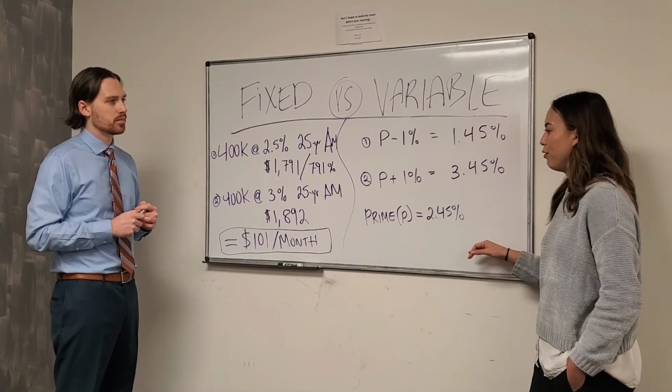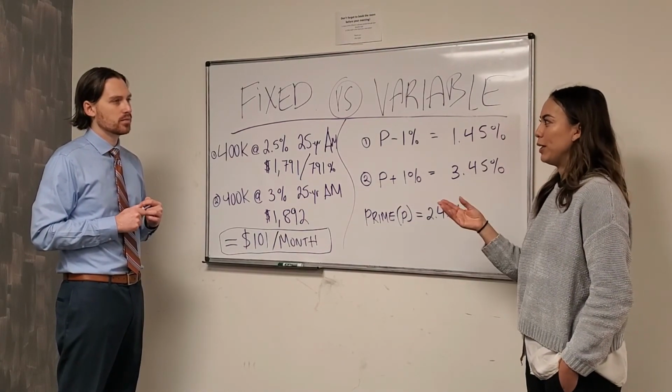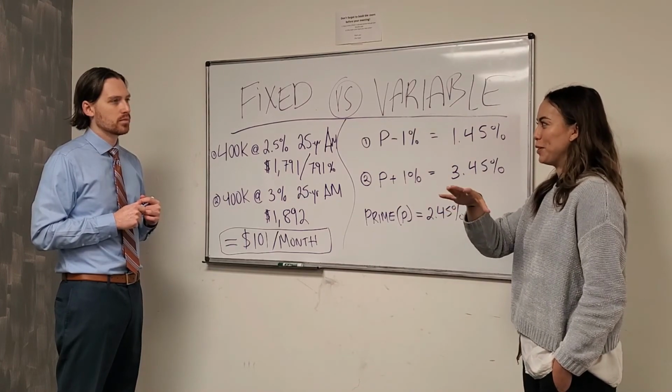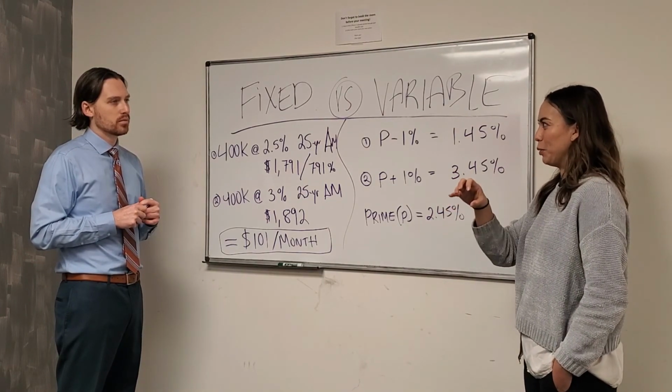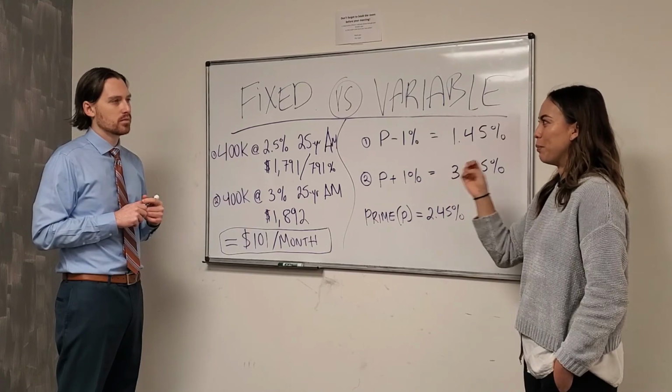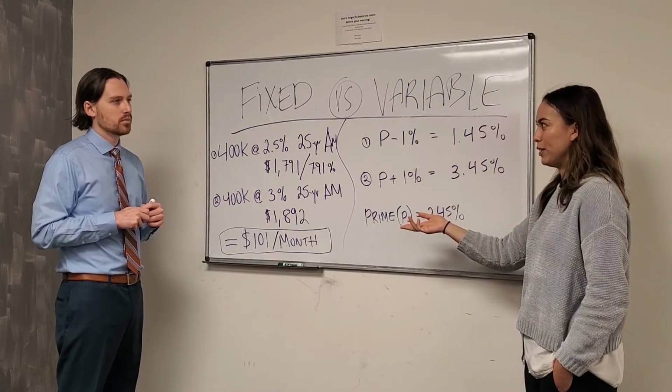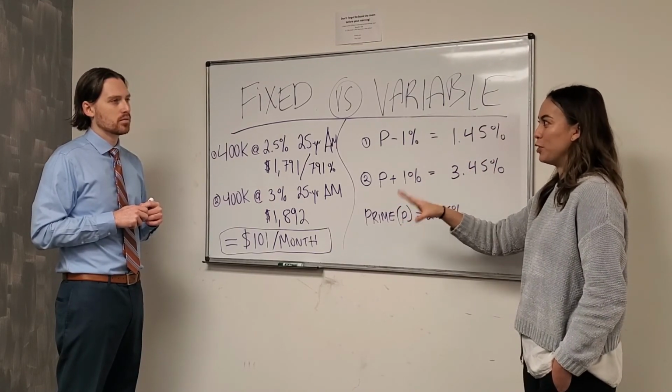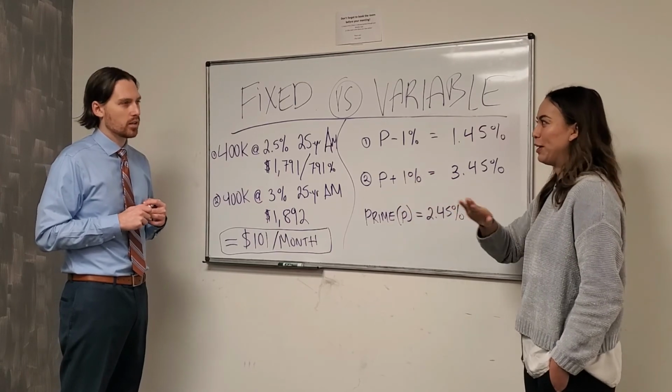Right, and so with that variable where you can lock in at a fixed rate anytime, you can ride the wave as long as you want and take advantage of the lower rates, but if you feel like they're starting to creep up, you do have the option of switching to a fixed. Whereas you don't have that option of switching from a fixed to a variable. Once you're in a fixed, you're in a fixed. Correct.